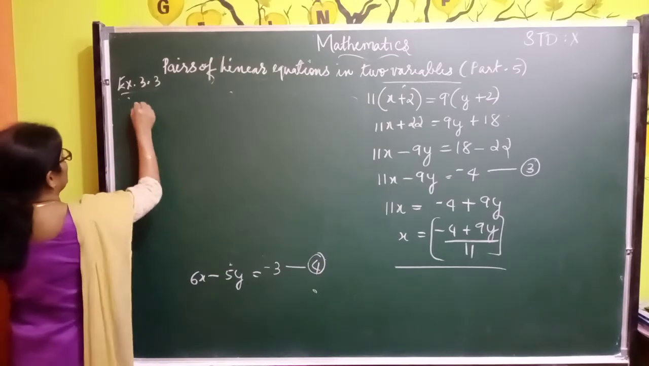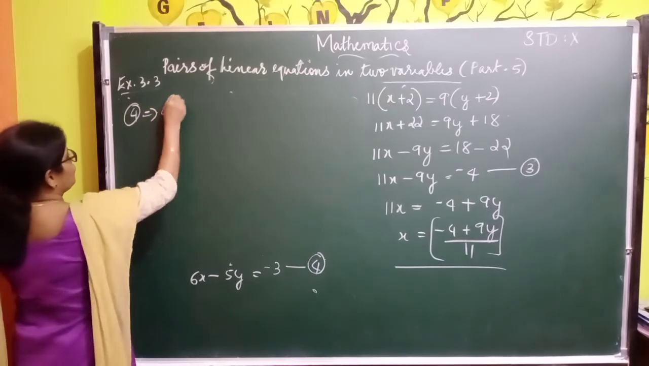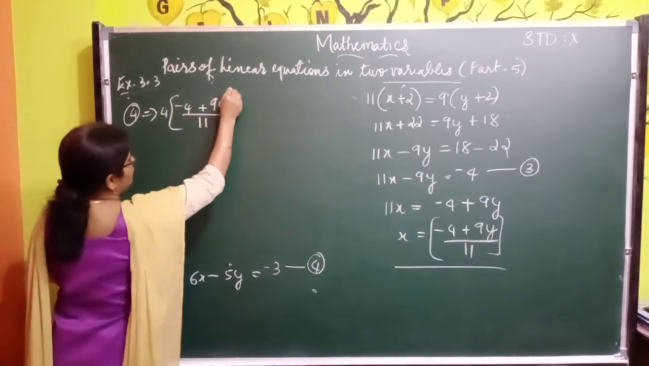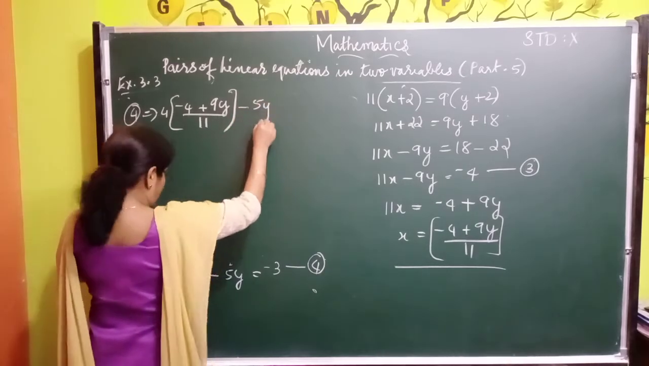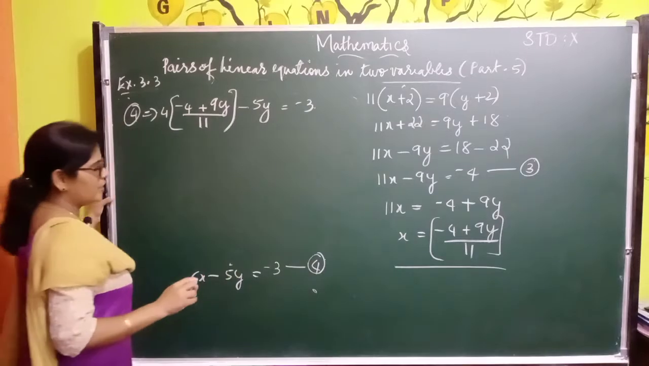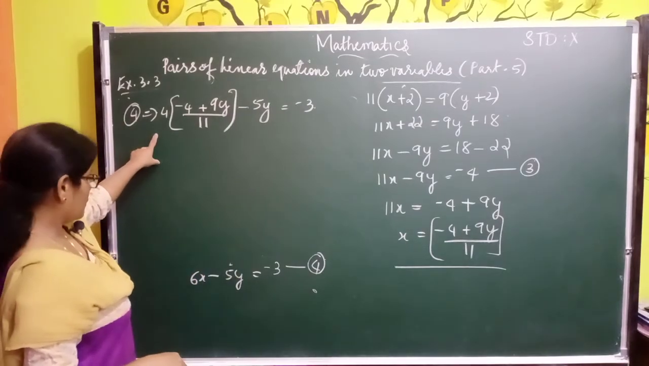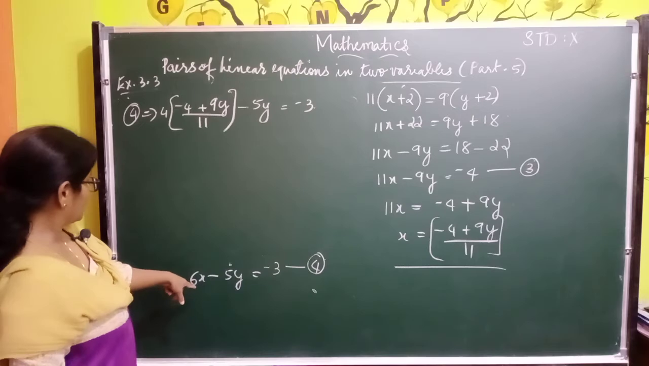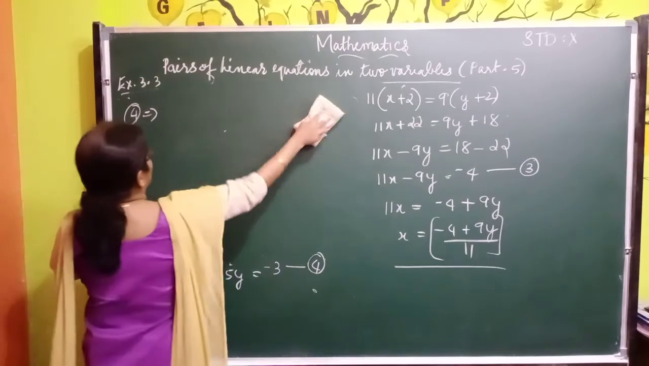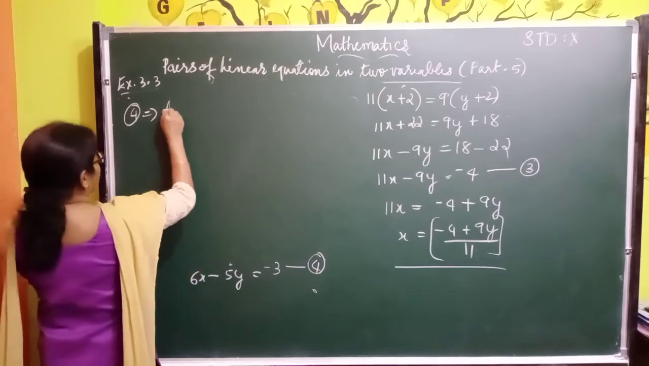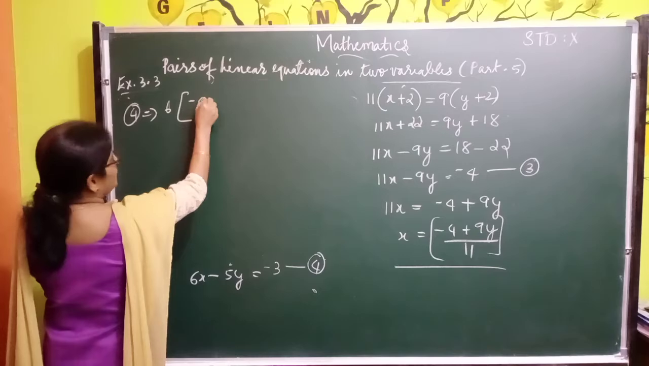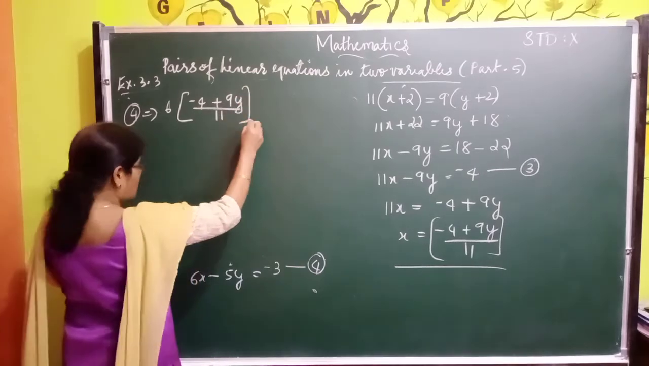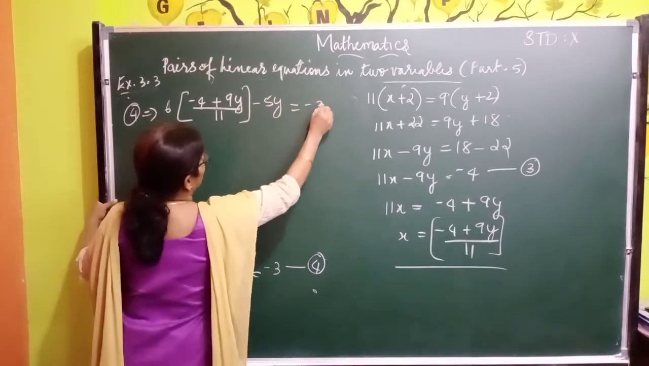So equation 4 becomes 6 into x, where x is equal to minus 4 plus 9y by 11, minus 5y equals minus 3. Let me check equation 4. Instead of 6, I wrote it as 4. 6 into minus 4 plus 9y by 11 minus 5y is equal to minus 3.